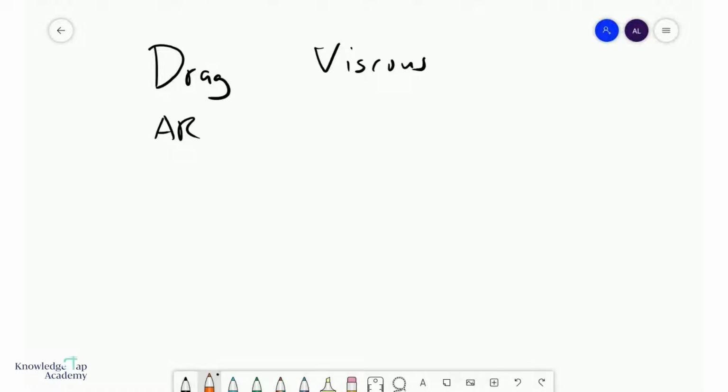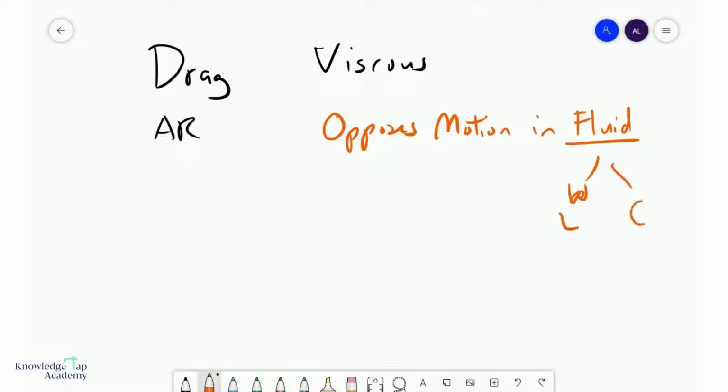What exactly is this term drag? Now, this has several names. Sometimes we call it drag, sometimes the drag force, sometimes the viscous force, sometimes air resistance or water resistance, but it all has the same connotation. All of these mean it's a force that simply opposes motion in a fluid. And when we say a fluid, we mean liquid or gas.